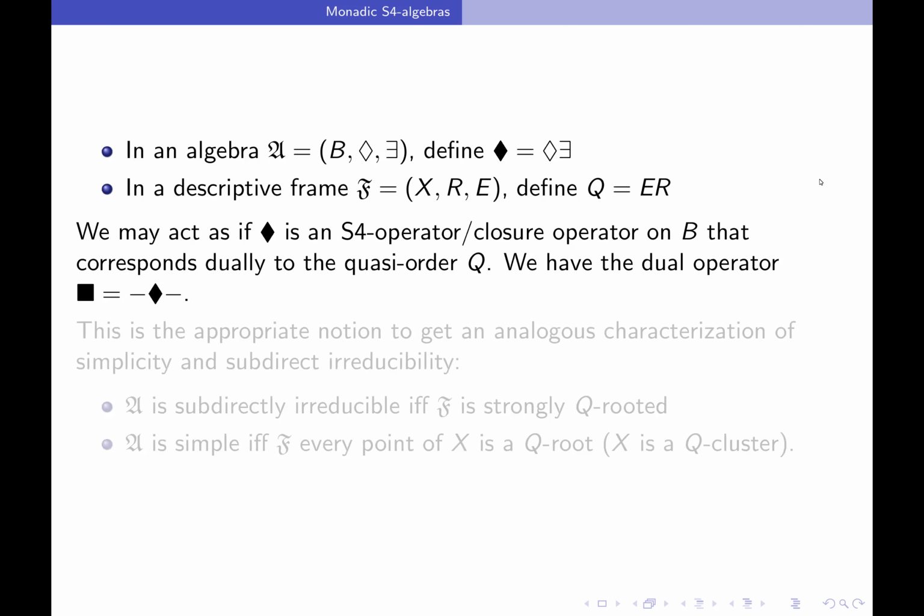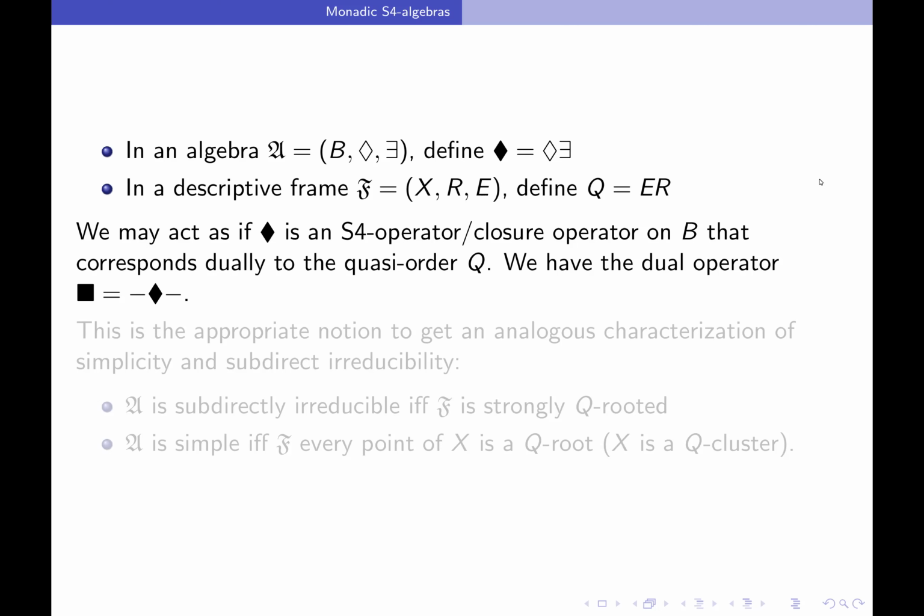So another way that you can compare this to S4 algebras: you want to characterize subdirect irreducibility and simplicity again. So what we can do is, in an algebra, you can define the composition of these two operators. We'll call that black diamond. That is going to turn out to be an S4 operator. The dual situation here is that we just define this new relation Q to be the composition of R and then E.